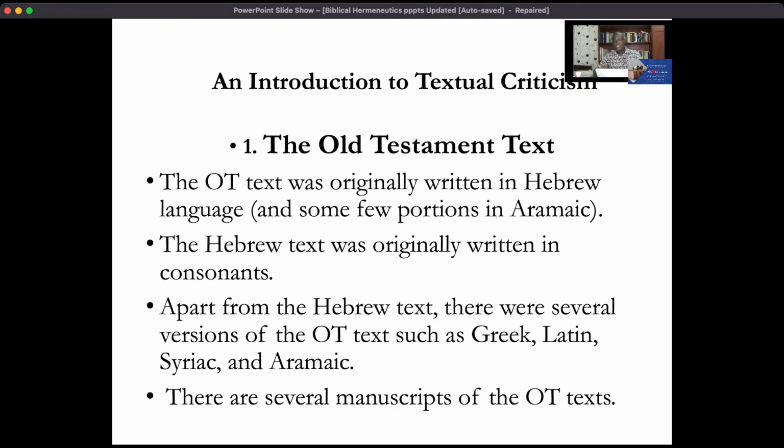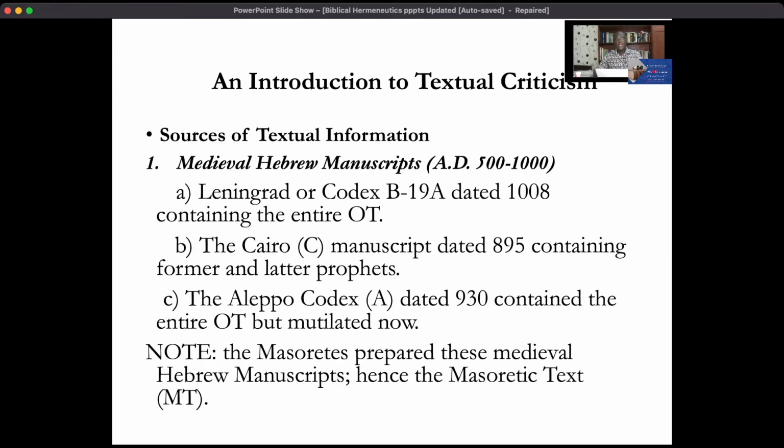And so after the text was written in Hebrew, several versions emerged. In other words, several translations were done. And so we have Greek, Latin, Syriac, and also Aramaic. Now, we are looking at textual criticism, how to establish the original wording of the text in the Hebrew Bible.